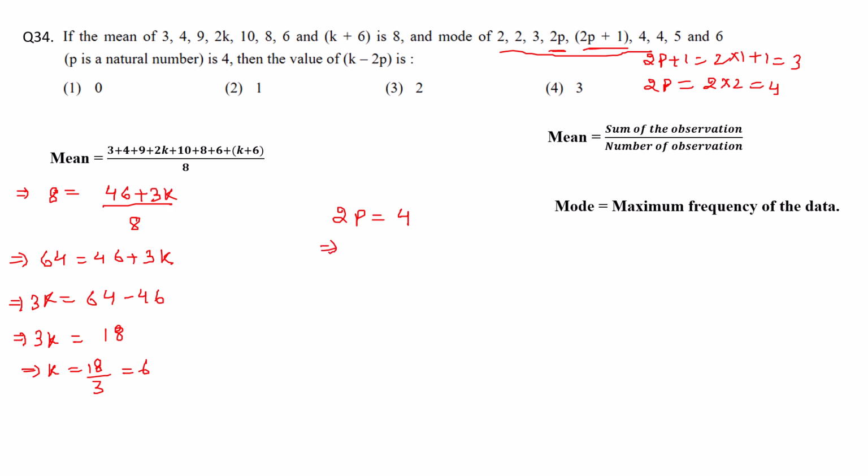If 2p will become 4, then 4 will occur 3 times and that will be the mode. So from here the value of p will be 4 divided by 2, which is 2. Now let's find the value of k minus 2p. So it is 6 minus 4, which will give you 2. So the correct option is option 3. Okay.